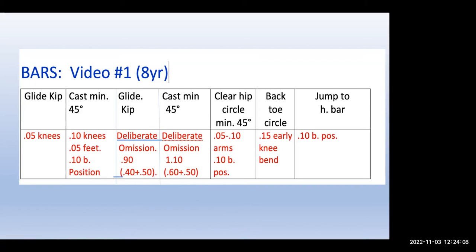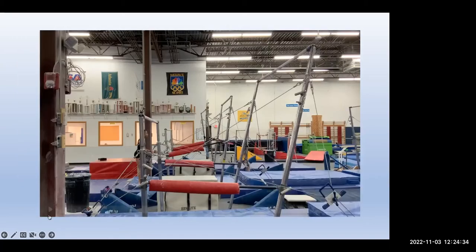Just seemed real short. So then the clear hip, we had bent arms and we had a little bit of body position as well. So the back toe circle she did, and she bent her knees early. She's supposed to have straight legs as she gets on the bar and falls down, and on her way back up, she can start to bend them to jump to the bar. And we had a 10th in body position for her jump to the bar. So now we're going to watch her again in slow, and let's see how it looked.